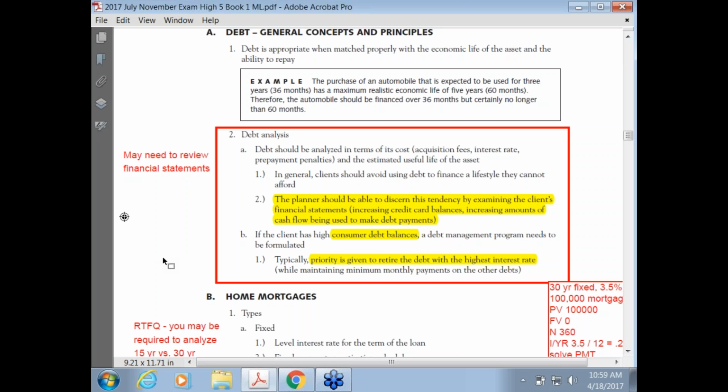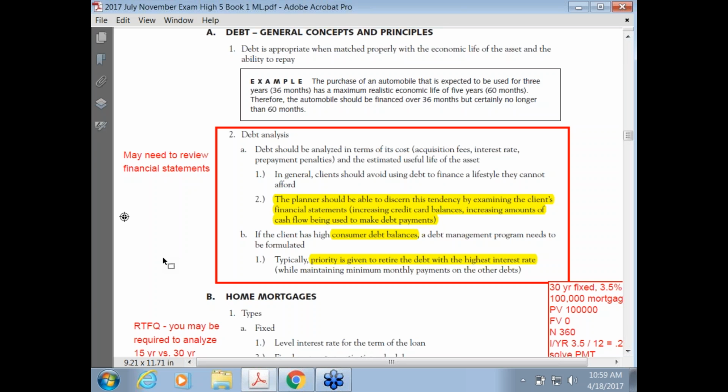Now, a lot of the application is pretty basic here, and I've boxed that out here on number 2, debt analysis. And you might have to go to financial statements to pick up some trends. I think this is a pretty good point to make here: if you're given multiple year statements to look at and you see a trend of increasing credit card balances and more cash flow being used just to cover debt obligations, that could be an area that could be recommended to review and make a plan for.